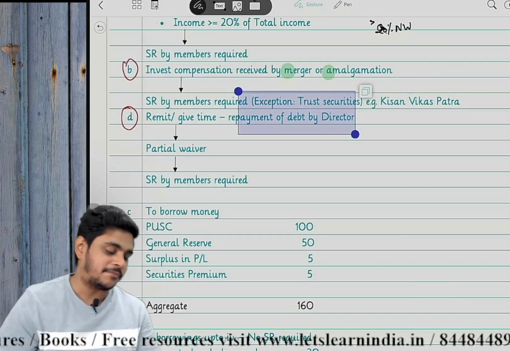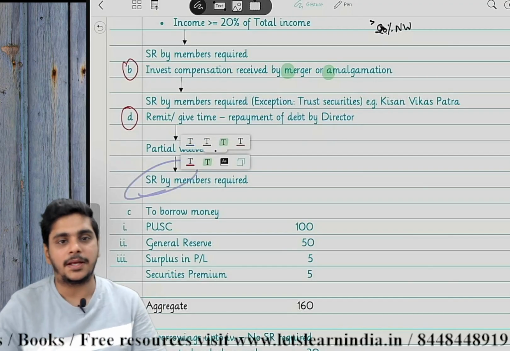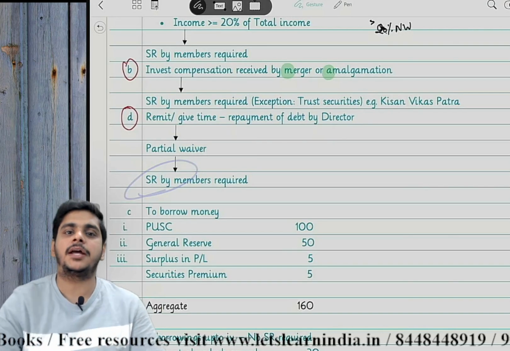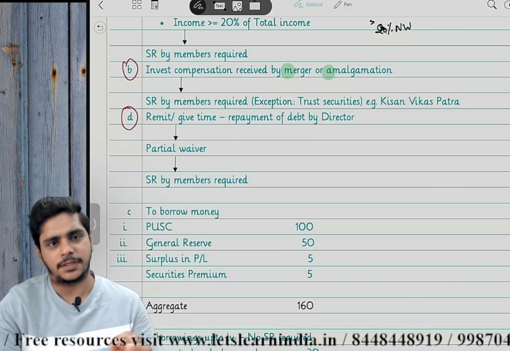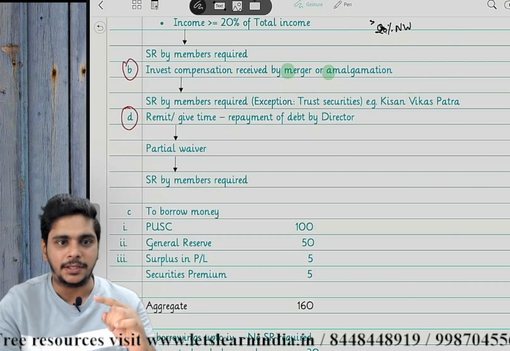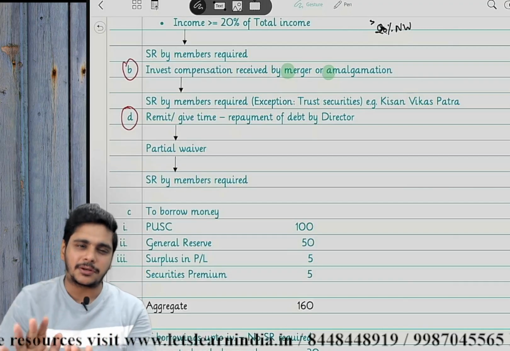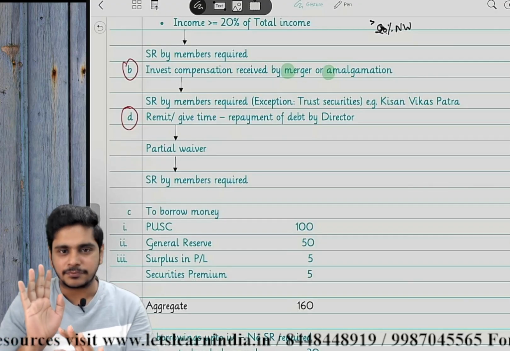Whose power is it? It is members, by SR. To remit or give time for repayment of a debt due by director. Okay, we require SR. So A, B, D. So in the exam, generally, they ask C.